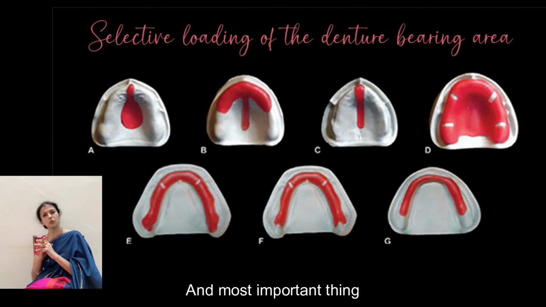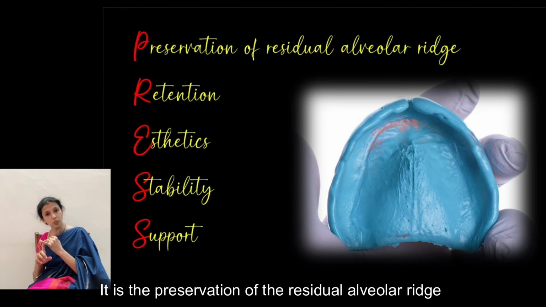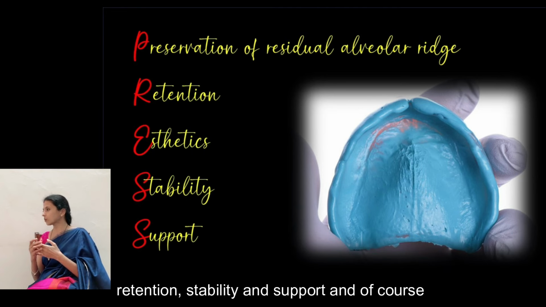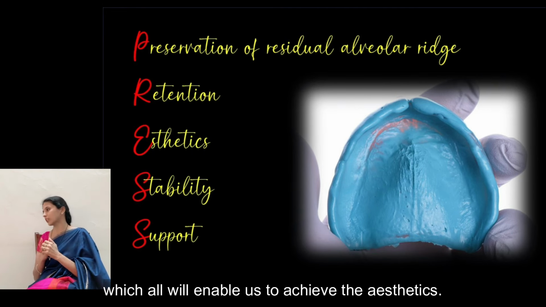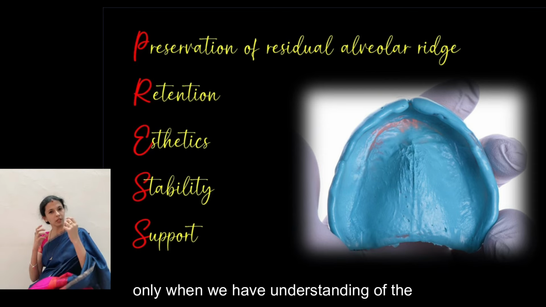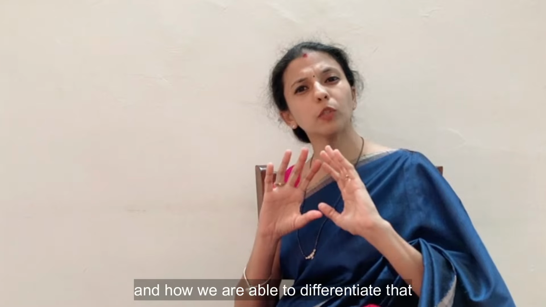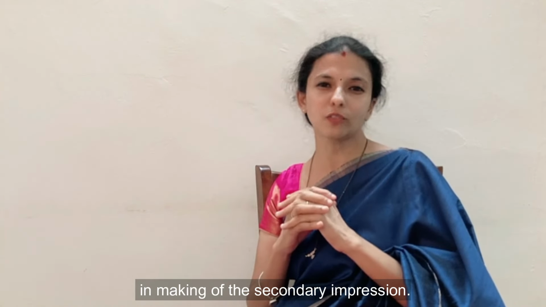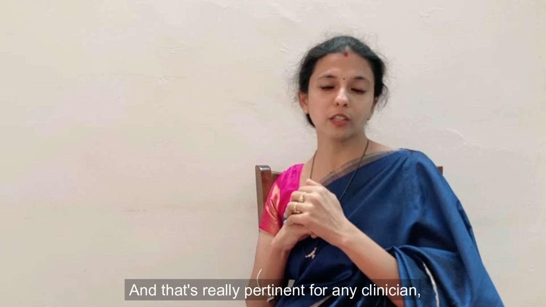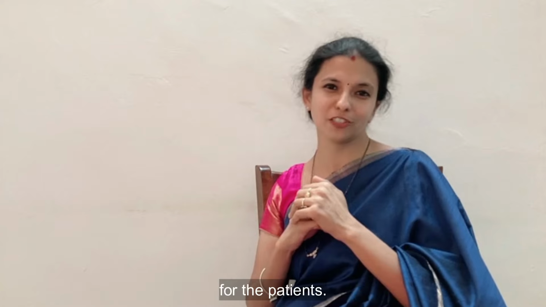And the most important thing we need to remember is the principles of impression making. It is preservation of the residual alveolar ridge and the surrounding tissues, retention, stability and support, and of course which all will enable us to achieve the aesthetics. Now all these principles can be achieved only when we have an understanding of the denture bearing area, its different characteristics, and how we are able to differentiate that in making of the secondary impression. And that's really pertinent for any clinician if you want long-term prognosis of your complete denture for the patients.